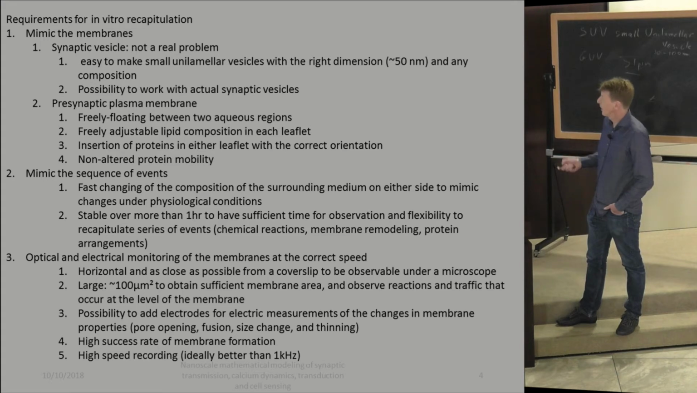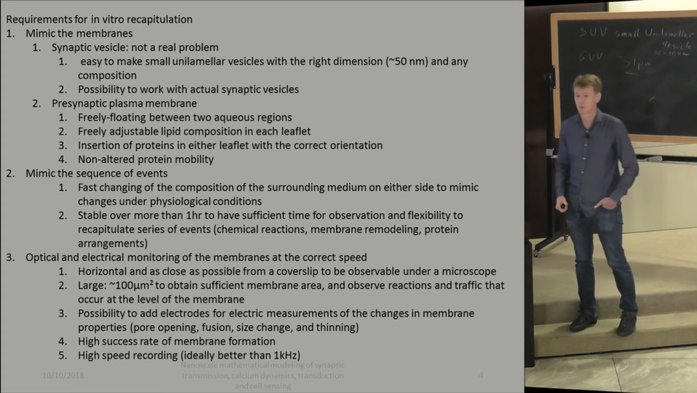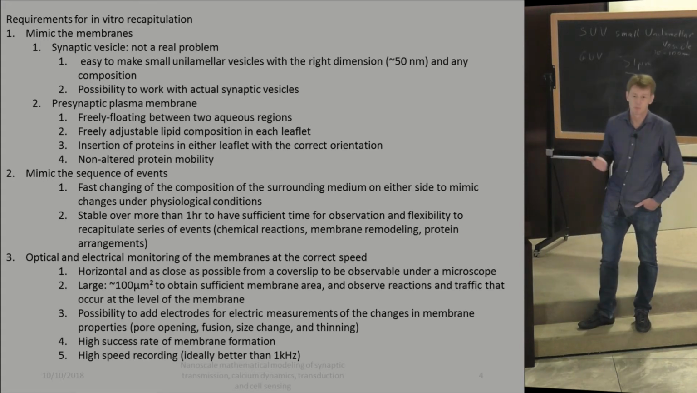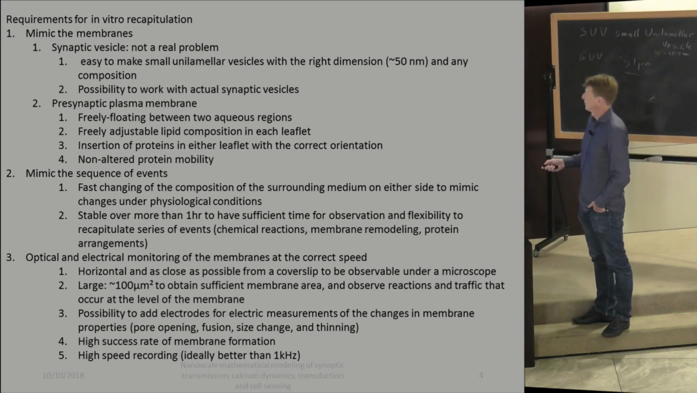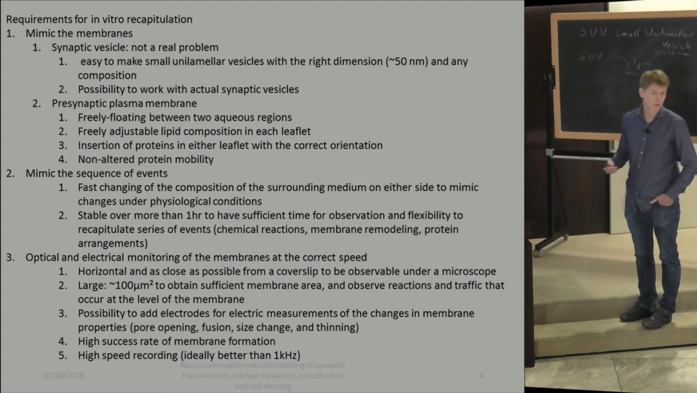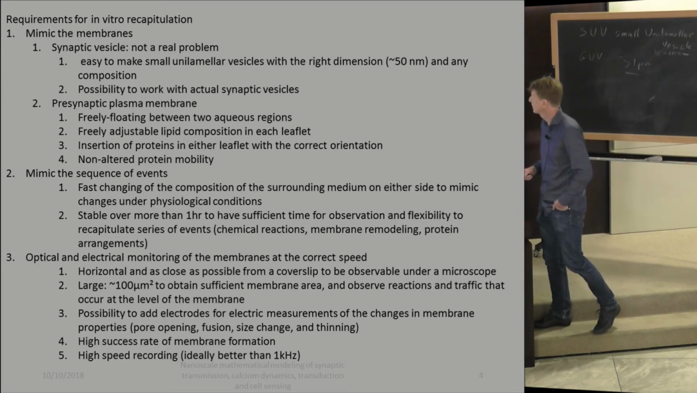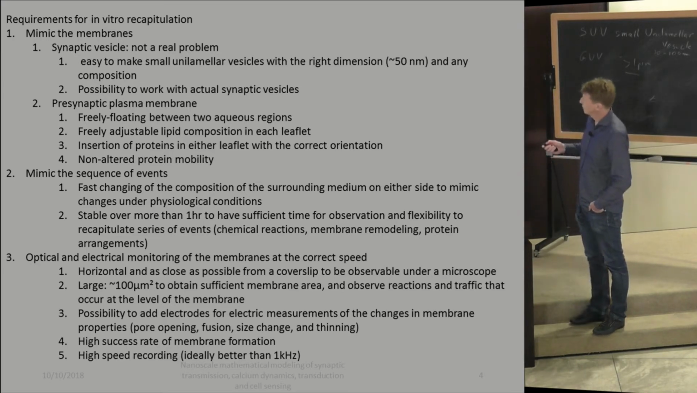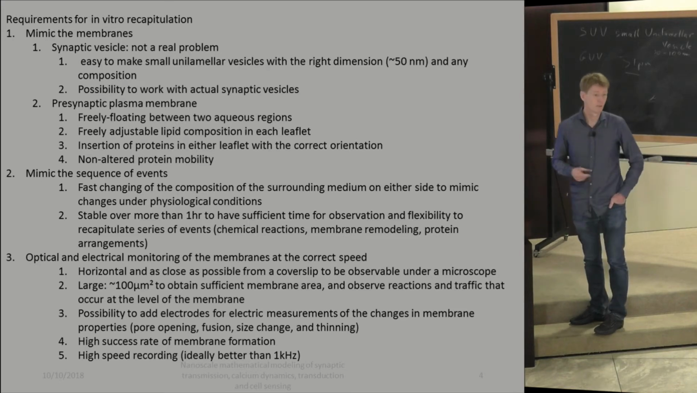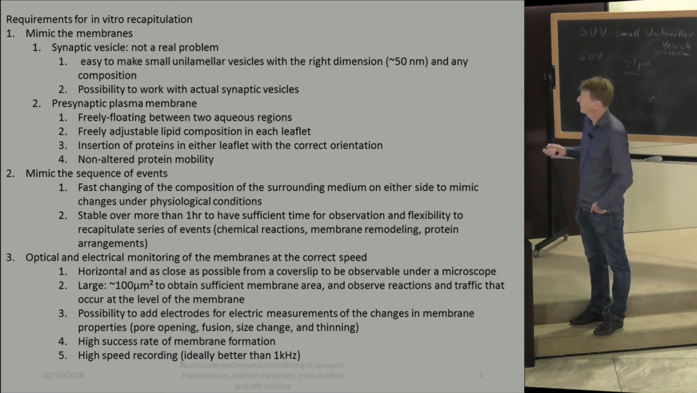We also want to have a high success rate. When you do experiments, you don't want to have to try 100 times before you succeed, especially if it takes a long time to try once. And we want high-speed recording, ideally better than 1 kilohertz, because we want to monitor events that are faster than 1 millisecond. So basically what I'm going to try to do is show you we have designed a technique that allows us to fulfill all these requirements.